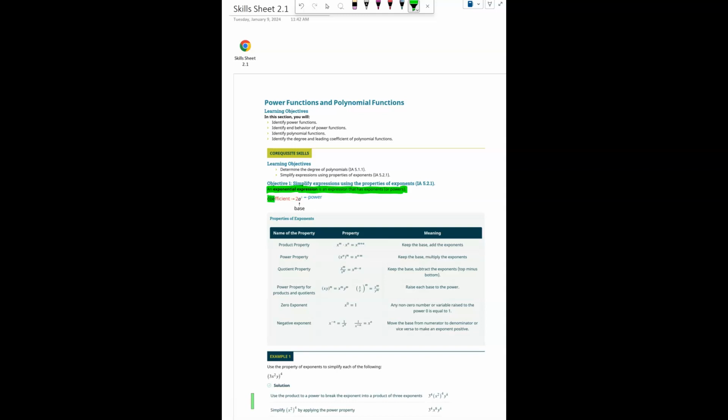The coefficient is the 2 in front of the base, which is your A. That's your base. And then, in another color, blue, your power is your 3, okay?